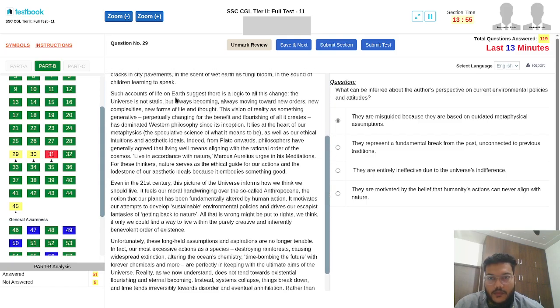Such accounts of life on Earth suggest there is a logic to all this change. The universe is not static, but always becoming, always moving towards new orders, new complexity, new forms of life and thought. The vision of reality as something generative, perpetually changing for the benefit and flourishing of all its creatures, has dominated Western philosophy since its inception. Like that of metaphysics, the speculative science of putting is to be, as well as ethical institutions and aesthetic habits. Indeed, from part of the philosophy, living well means aligning with the rational order of the cosmos.